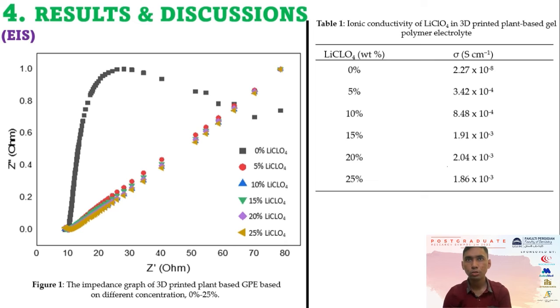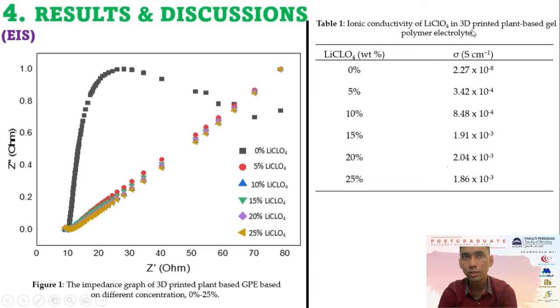The impedance plots of the 3D printed plant-based gel polymer electrolyte are shown in figure 1, and the ionic conductivity values are presented in table 1. The augmentation of the lithium perchlorate concentration was required to enhance the quantity of free ions, which improves the ionic conductivity. For the initial concentration of lithium salt, 0% lithium perchlorate, the ionic conductivity reached 2.27 × 10^-8.